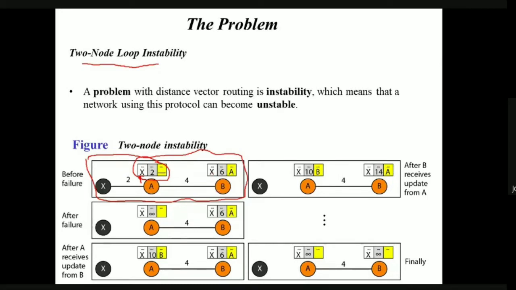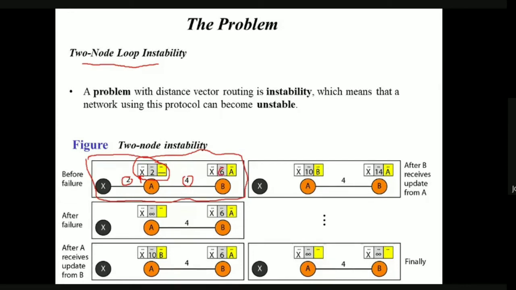So first of all, B has to go to A and then from A it has to go to X. That is the packet from B, it has to go to A and then from A to X. So B knows that its distance from B to A is 4 and A knows that its distance from A to X is 2. So what will be the final value of B to X? Obviously 4 plus 2, which is nothing but 6.